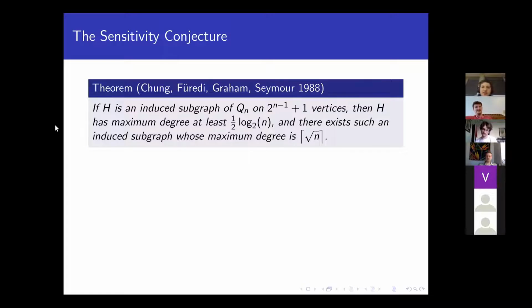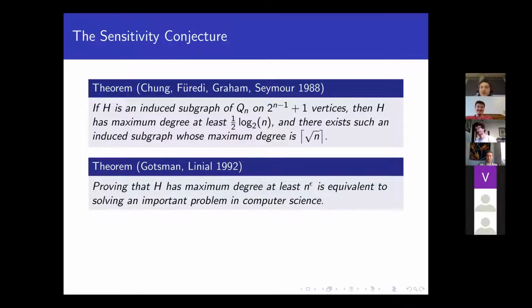This is a fine combinatorial question that you might like if you like combinatorics. But even if you don't, Gotsman and Linial showed that this problem is actually equivalent to some problem in computer science that I won't go into the details about. But the point is that, roughly speaking, they show that if the square root of n is closer to the true answer for this problem, then some big conjecture called the sensitivity conjecture is true. And if the log n answer is closer to the truth, then it's false. So this purely combinatorial problem is equivalent to some question about how sensitive Boolean functions can be.